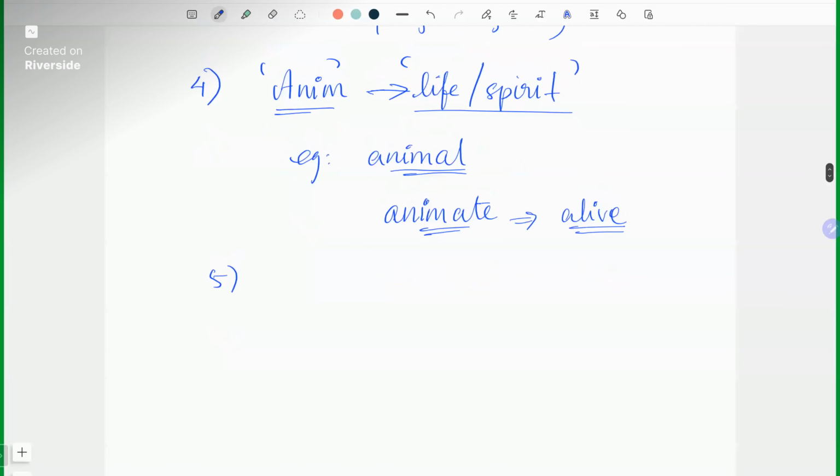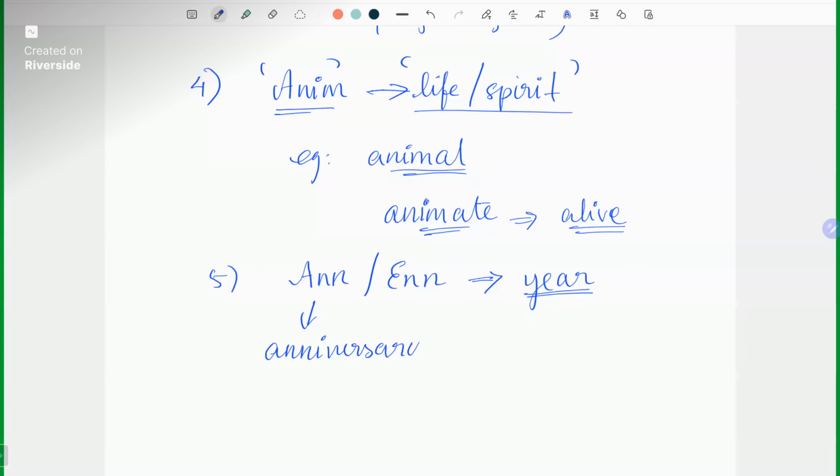Yes, ma'am. The next root word is ann or even an, which means year. Example, anniversary, a date observed once a year. So year is involved. Even annual.